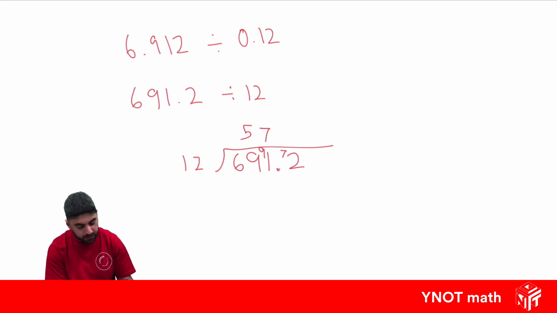And we always line up the decimal point, so we move it up. Now how many times does 12 go into 72? And that's actually exactly 6 times, and we get our final answer, 57.6. And that's actually the same as the original question. So 6.912 divided by 0.12 gives us 57.6, just like it does with 691.2 divided by 12.